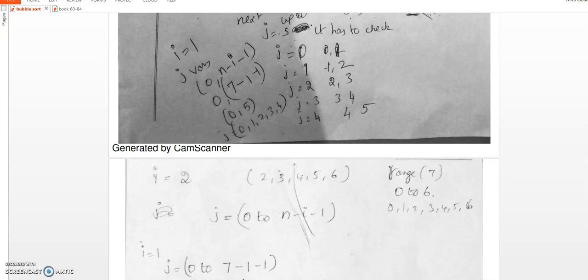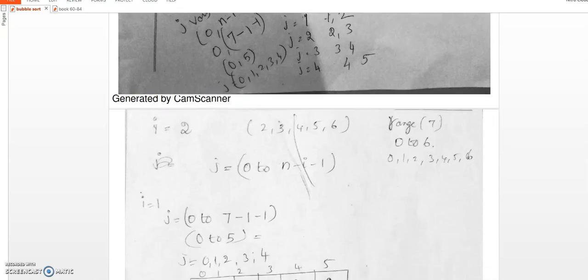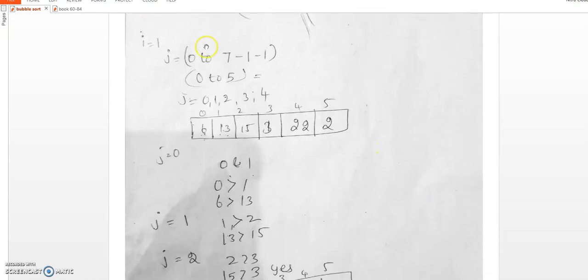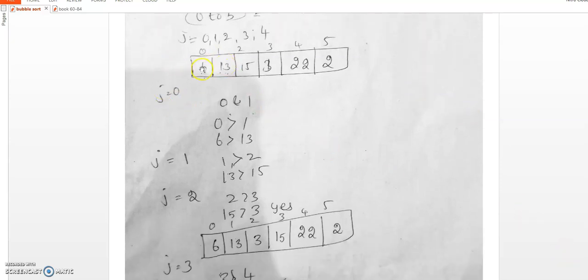At each pass we are positioning correctly the largest element. So when i equals 1, first j equals 0, so j takes the value 0, and 0 and 1 will be compared. Here it is not greater than this value, so we didn't change anything. Then when j equals 1, 1 and 2 will be compared.